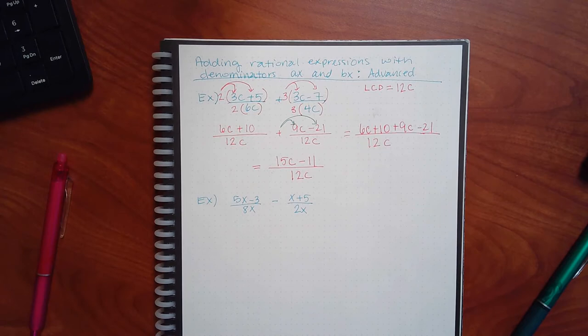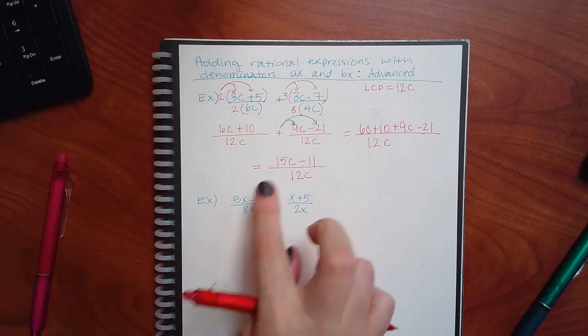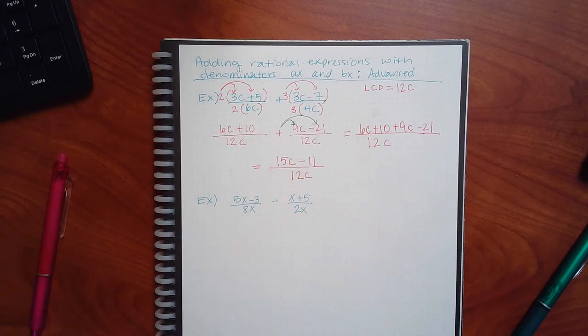I was going to ask a question then. Sure. About the 12C and the 15C, you can't divide those into one another, like split it, this over this, that over that? Later you will in college algebra. Right now, they just want us to add. As soon as we add and we simplify it, we're done.